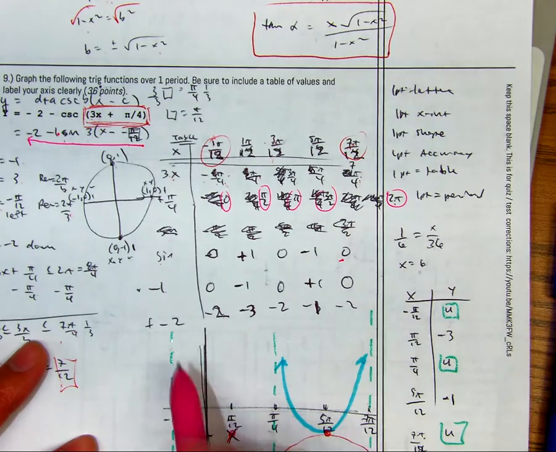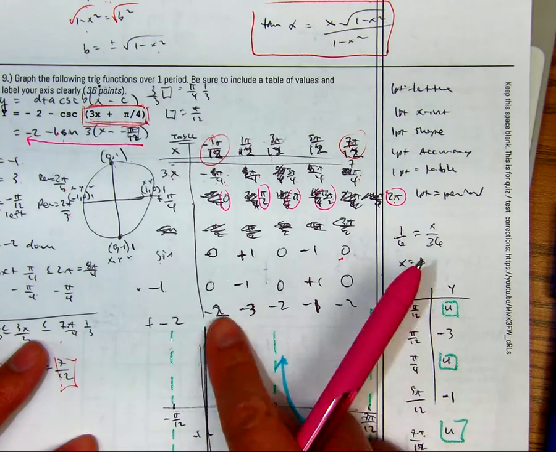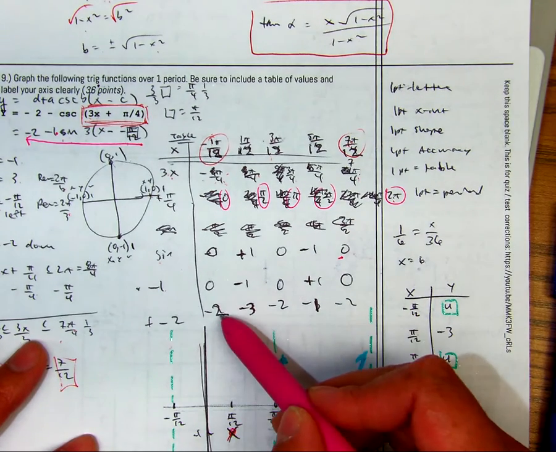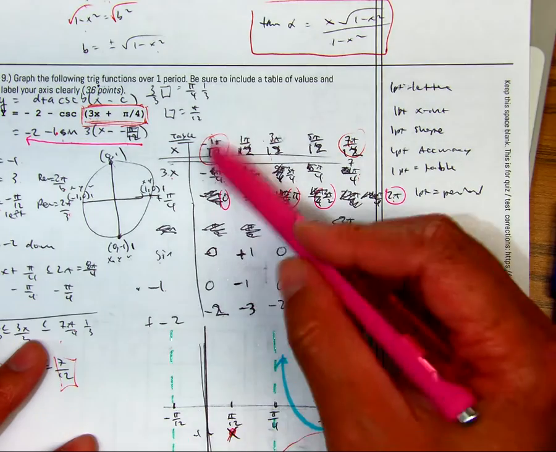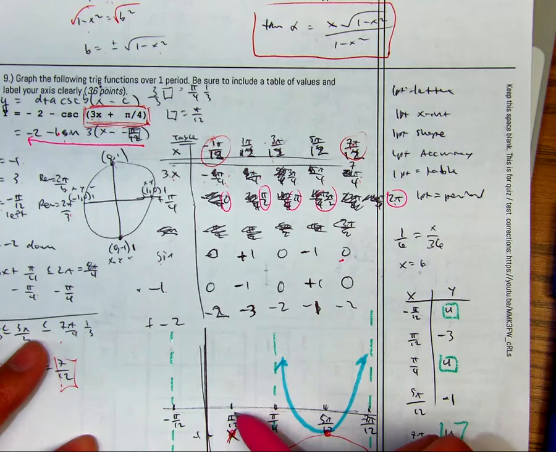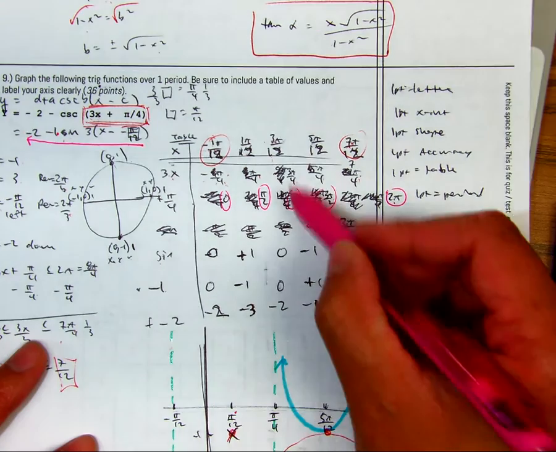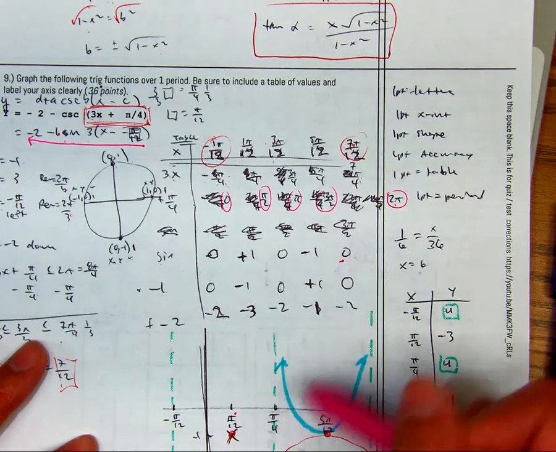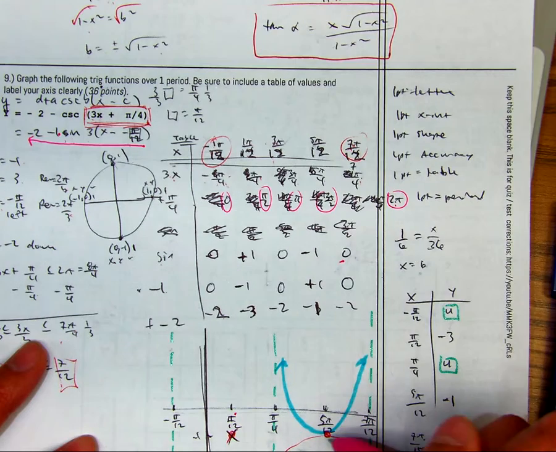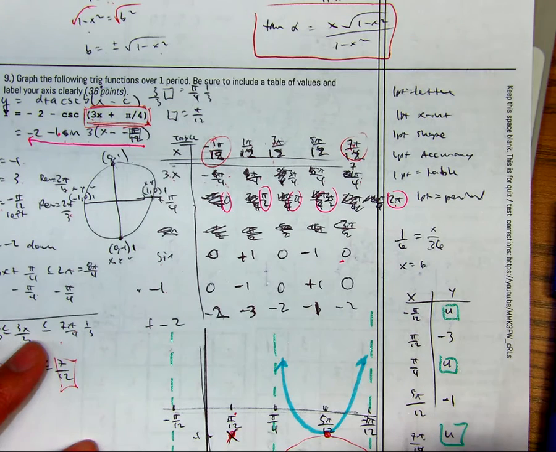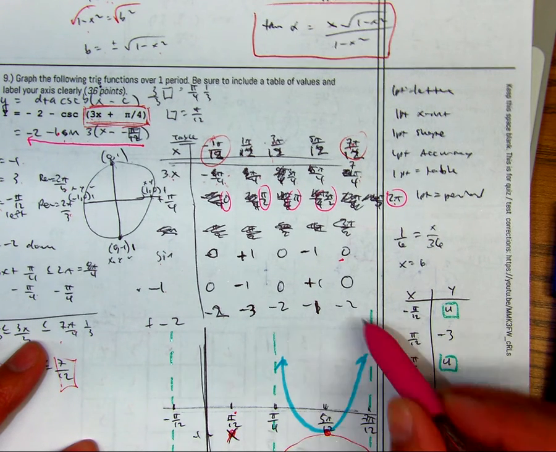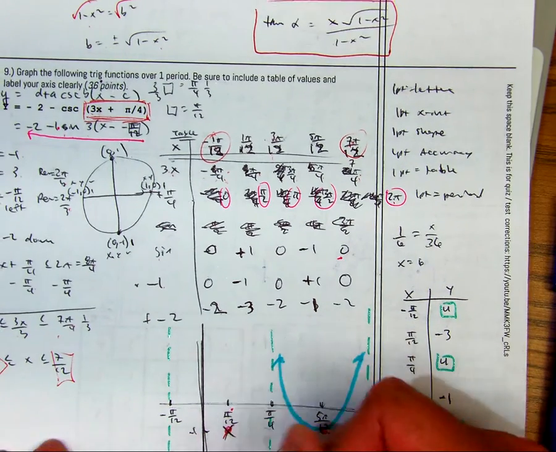So if you take those values, negative pi over 12 and then negative 2. Pi over 12 is negative 3. Pi over 4 is at negative 2. 5 pi over 12 is at negative 1. And then 7 pi over 12 is negative 2. And then, so this is my graph of sine.